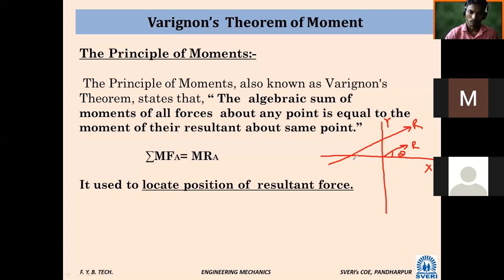On the other hand, in some cases it may be asked to find the x-intercept. This means at what point the resultant R intersects the x-axis, and at what distance it intersects the y-axis. In general, if it is asked to find the location of the resultant, in that case you are supposed to find this x and y also, along with the distance x.